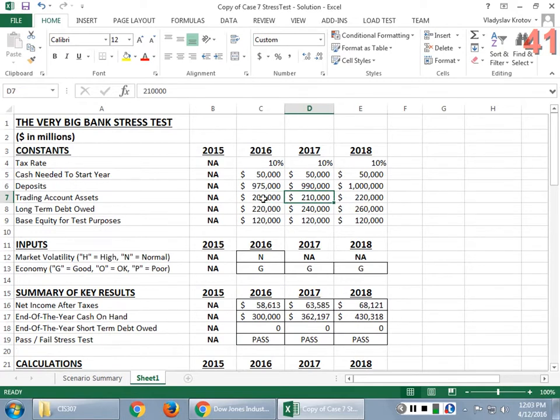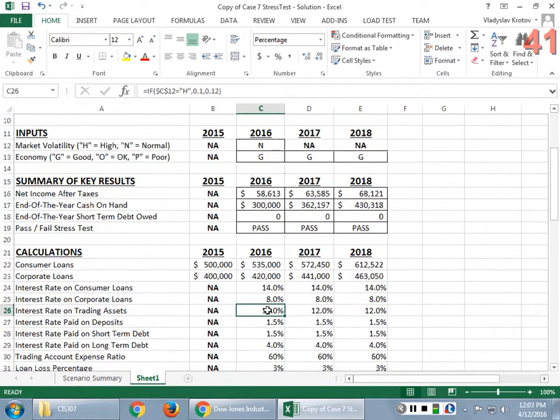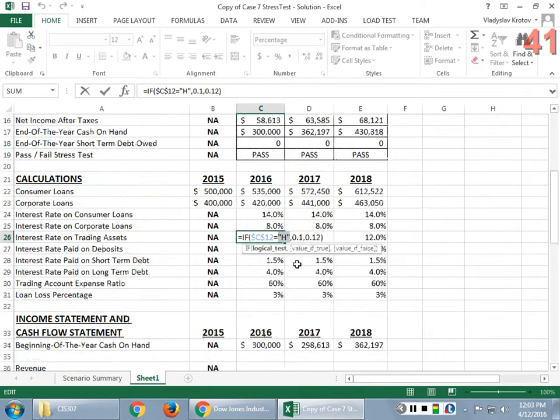Once again, trading assets means stock, means ownership that this bank has in other companies. Now, it's the value of stock that they own as a bank. Okay, so interest rate of trading assets is 12% if volatility is high, right? If there's a lot of volatility in the market, it's 10%. If there's not a lot of volatility, it's 12%. So basically they're saying during high volatility, they tend to make less money, less interest on their stock investment. Okay.